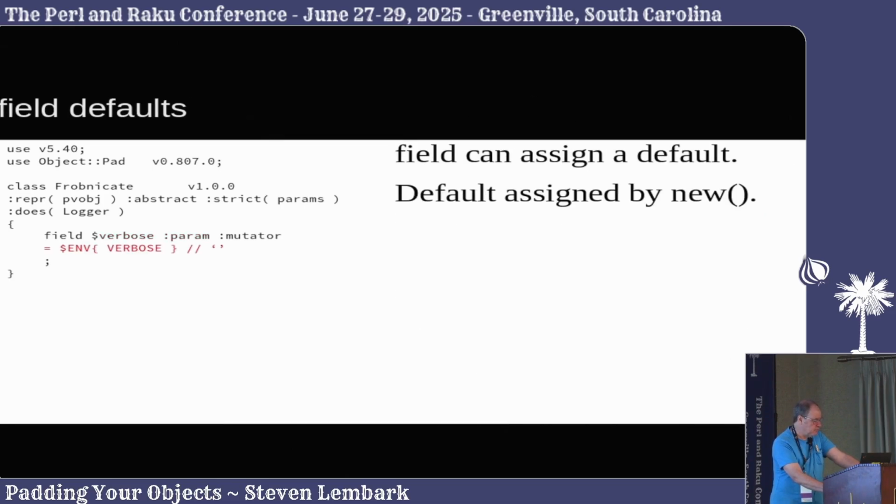To default it, the easiest way is you just have equals something, and that will be an assignment. That's an optional assignment. If there is no value, it'll be assigned this way. It looks just about like Perl signatures do today. So in this case, I've got $ENV{VERBOSE}, or nothing. So now I've made this an optional parameter because I'm giving it a default.